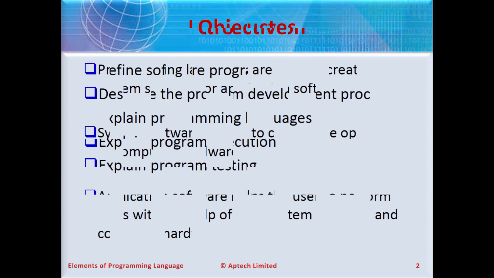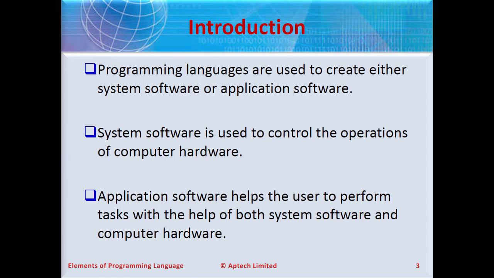Let's get started. Introduction. Programming languages are used to create either system software or application software. System software is used to control the operations of the computer hardware. Application software helps the user to perform tasks with the help of both system software and computer hardware.